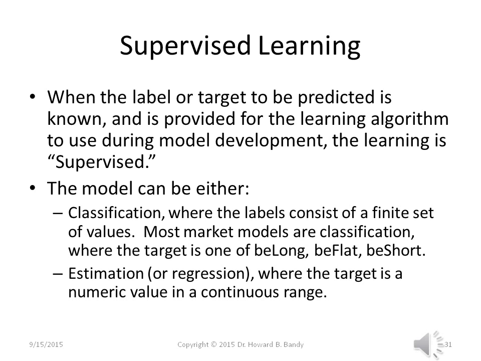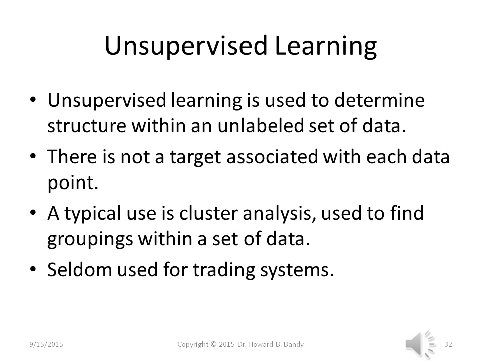There is also a type of machine learning called unsupervised. Unsupervised learning is used to determine structure within an unlabeled set of data. The target is not provided to the learning system, and the typical use is cluster analysis, and it's used to find groupings within a set of data. Unsupervised learning is seldom used for trading systems.